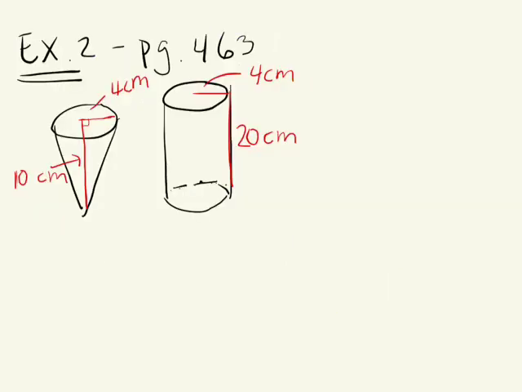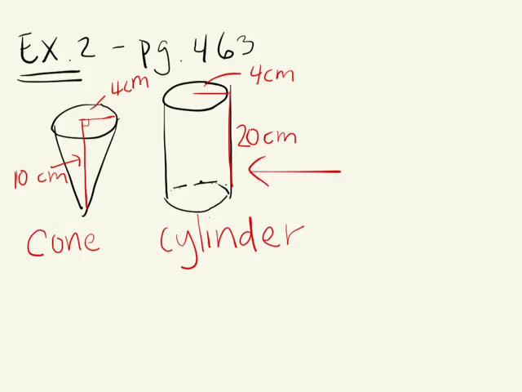In this question, we're given the dimensions for a cone and for a cylinder, and we want to know how many times you need to fill the cone, the paper cup, in order to pour it into this cylinder and fill it up completely. What are we going to find here? We need to find the volume of the cone and the volume of the cylinder. So let's start by doing that.